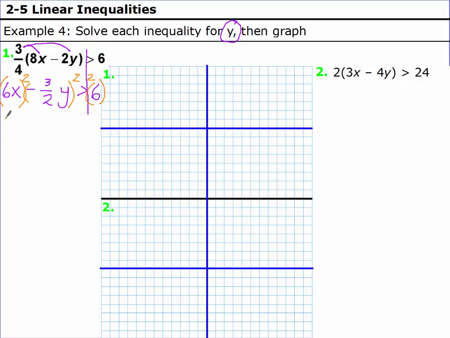So 2 times 6x is 12x. The 2's on this one cancel, that's why we're doing this, minus 3y greater than, and another 2 times 6 is 12. Now it's in standard form, so we just need to get it in slope-intercept. So move your x term to the other side.